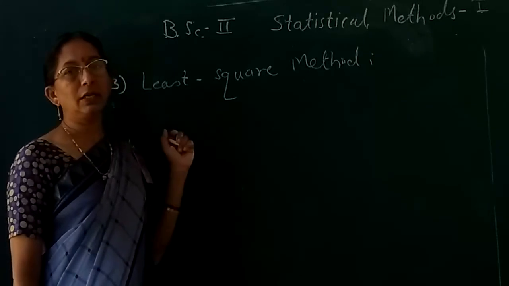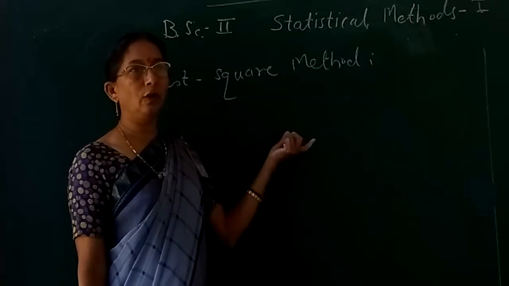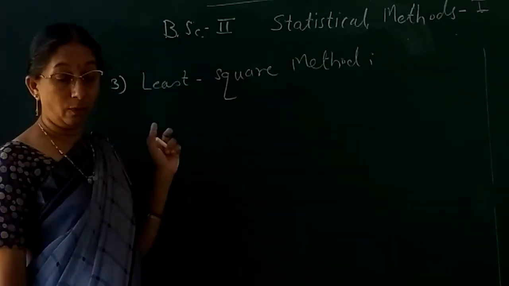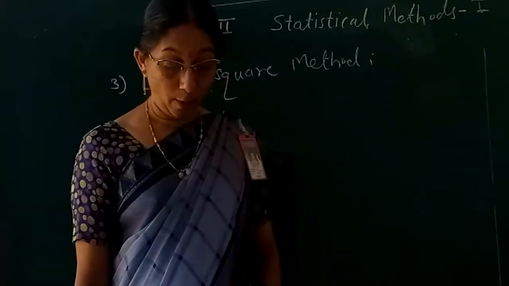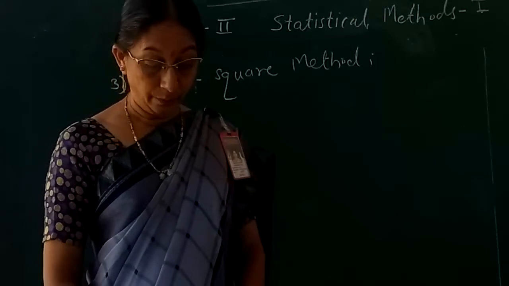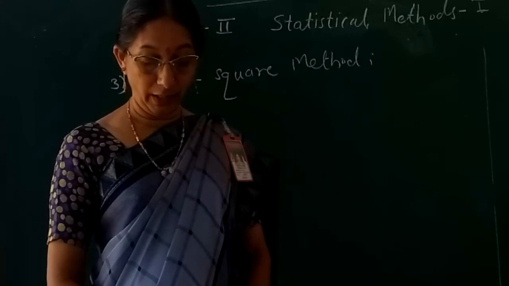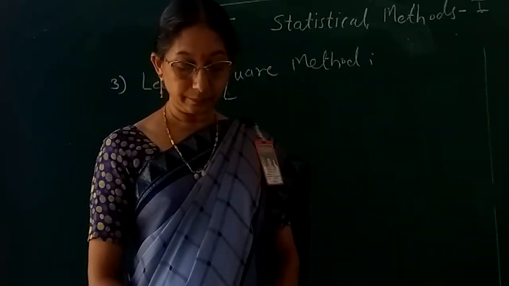How to calculate least square method? First derivative equal to 0 and second derivative is greater than 0. Now, in this least square method, one of the best ways of obtaining trend value is the method of least square. This method is used to fit a straight line or parabolic line.